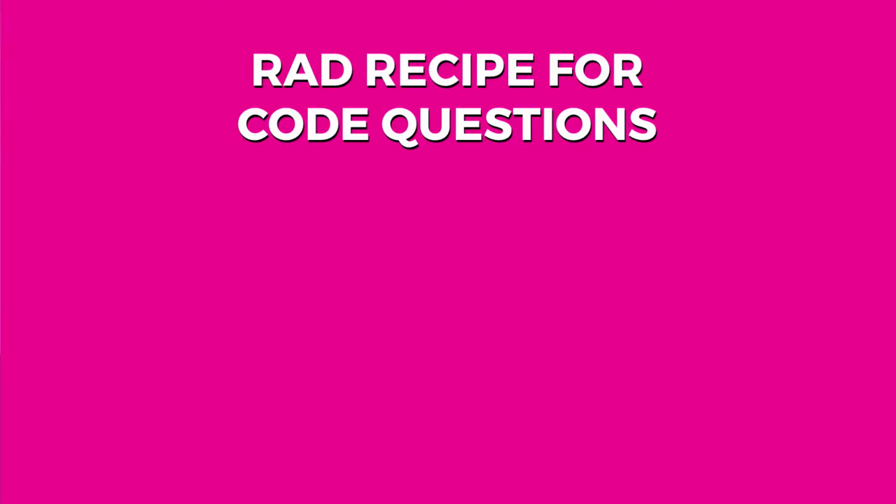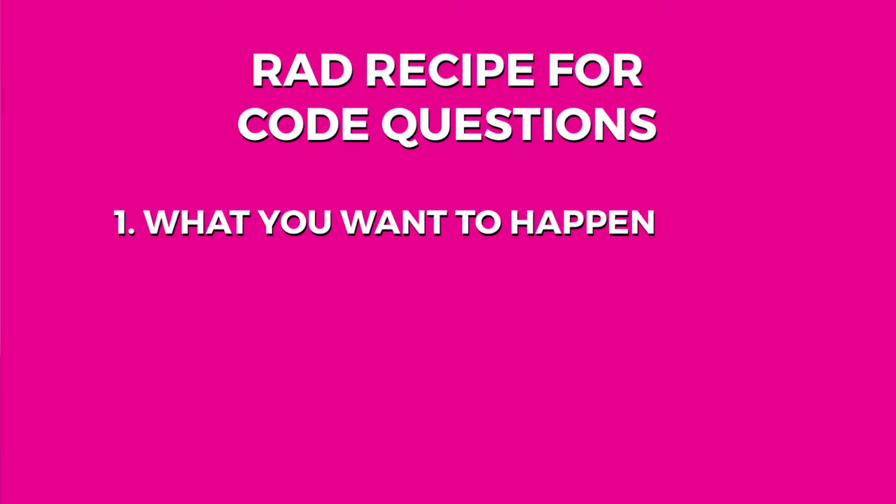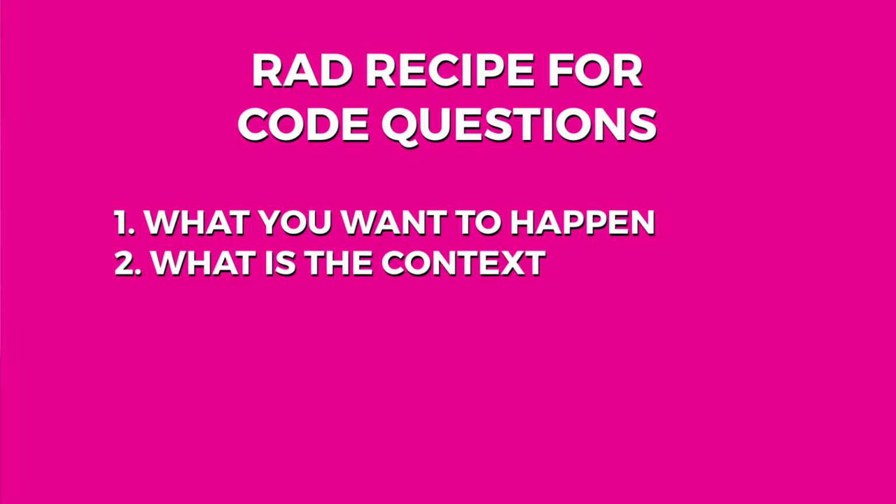So your question needs to have 4 ingredients, roughly in this order. The first one is what you want to happen. What's the desired result of the code you wrote? Second ingredient, what is the context? What is around the code that might be important? Other code in your application that might interact with this code, or things about your environment, maybe your operating system, or some version of some software that you're running that might impact the way it would fail or succeed.